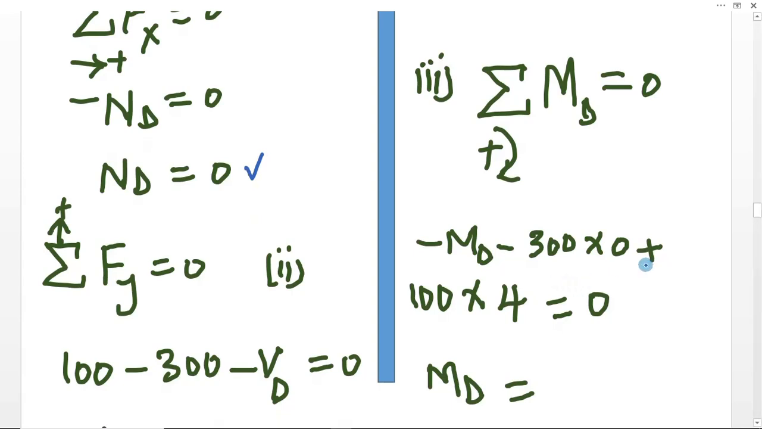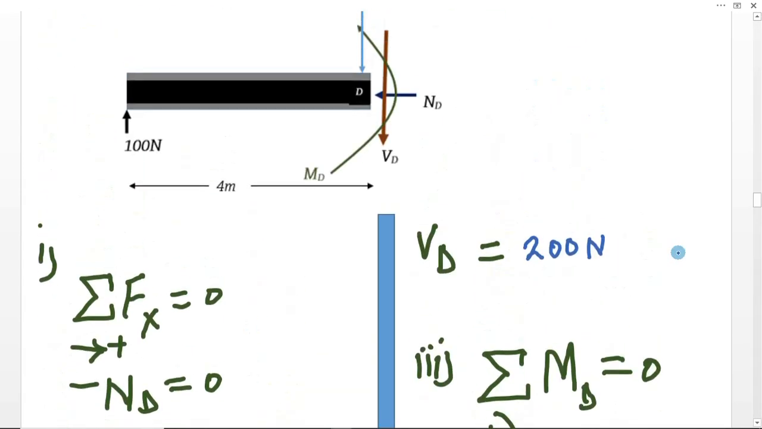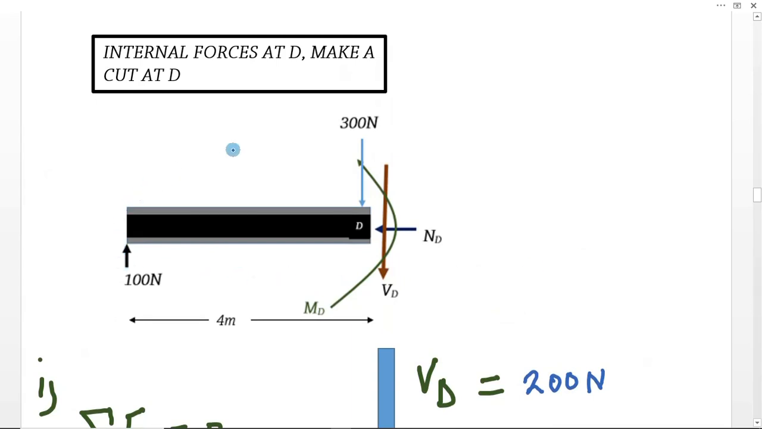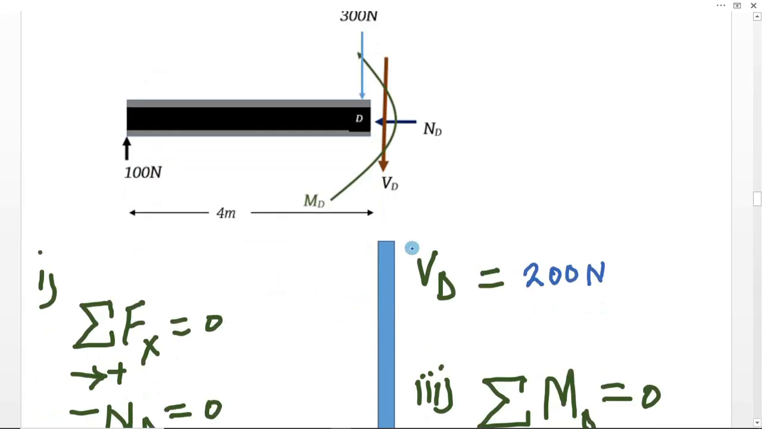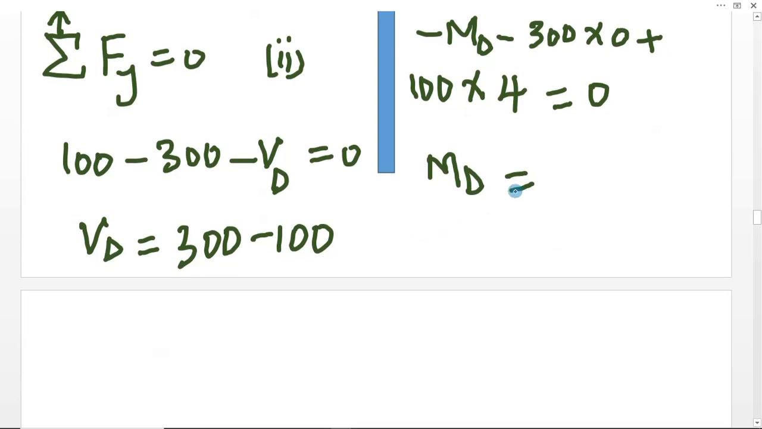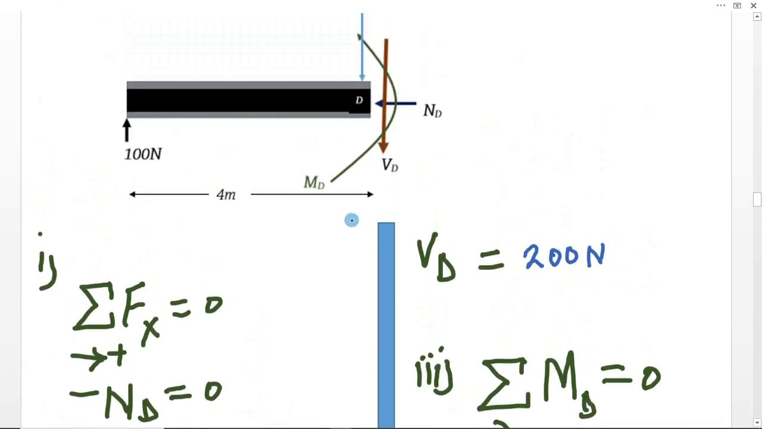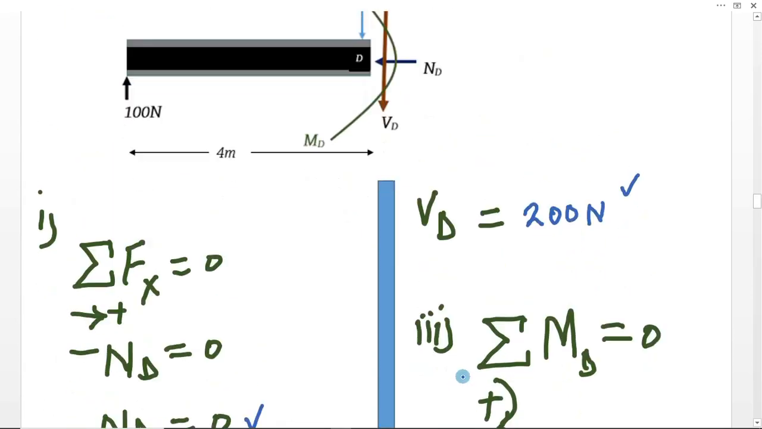300 times 0, then plus, of course, this force which is having a clockwise moment. Therefore, it will be 100 times 4, because its perpendicular distance from point D is 4. Therefore, I will have MD equivalent to 400 newton meters. So this is how we can calculate the internal forces. We have the bending moment at D, we have the shear force at D, and we have the normal force at D.